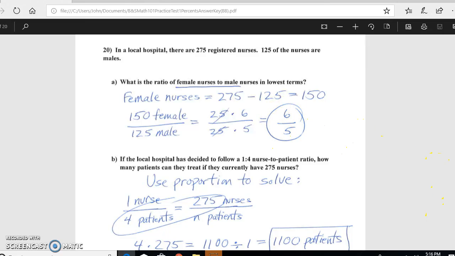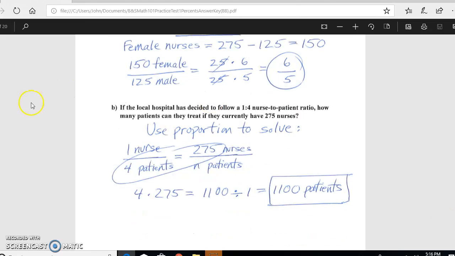And then for letter B, the question is, if a local hospital has decided to follow a 1:4 nurse-to-patient ratio, how many patients can they treat if they currently have 275 nurses? And we want to use a proportion to solve this problem. The first sentence gives us the first rate here, 1 nurse, 1:4, nurse to patient. So 1 nurse to every 4 patients.